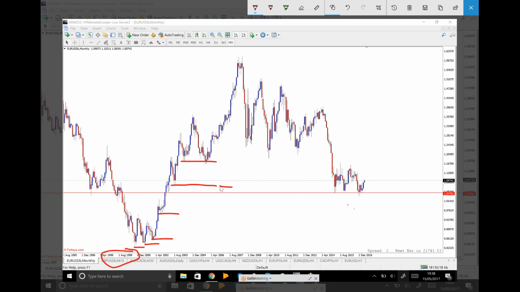Remember, we call it scoring points. The bears scored points by taking out this low right here because the market rallied up. We expected it to continue. It took out the low. So what I would have expected to have happened is this.